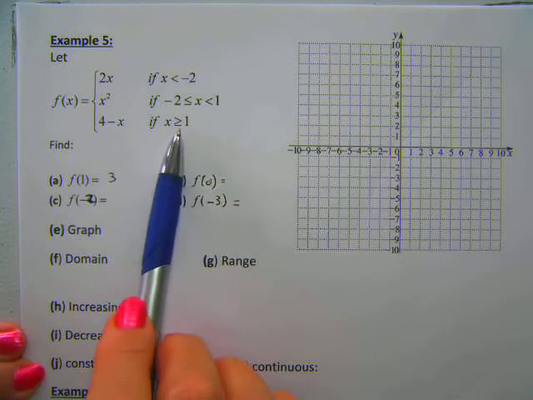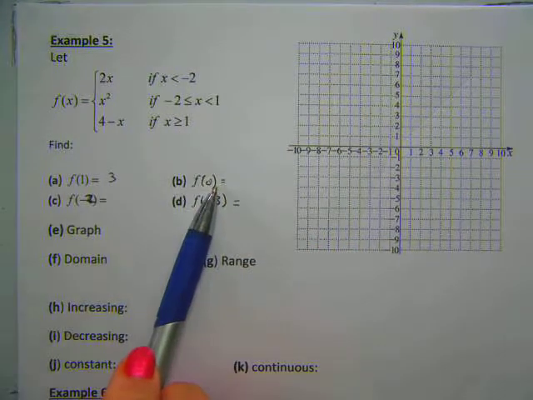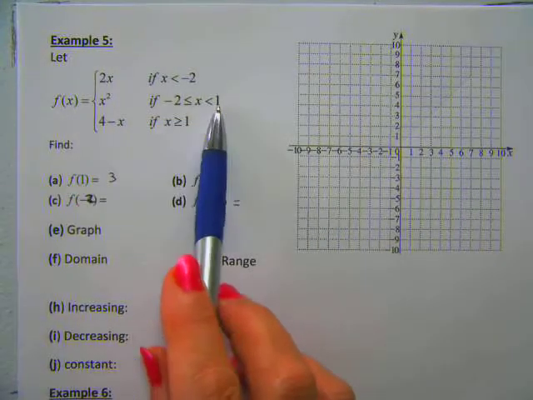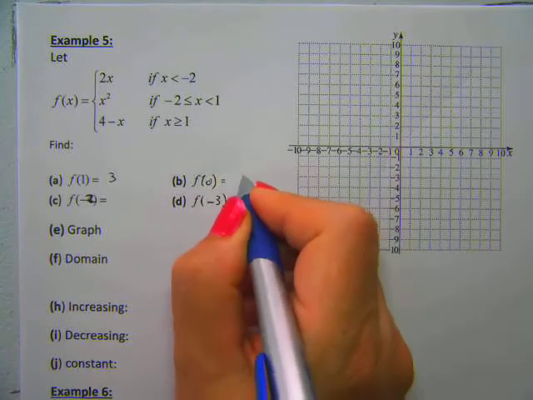So we evaluated it exactly at 1. Now, what is f of 0? Where does the 0 belong? If you look, the 0 is between negative 2 and 1. So I'm going to evaluate the 0 here. And 0 squared is 0.